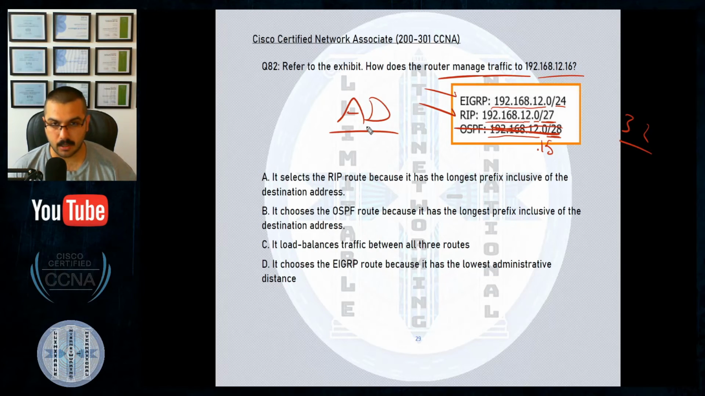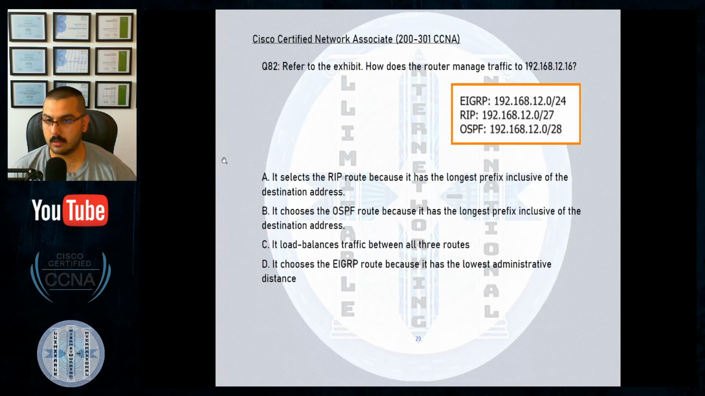Okay, and if you did that, then you did not pay any attention to me, neither in this series nor in the original course. Those are different in subnet masks. Okay, so the longest match wins here, which is unfortunately RIP. It selects the RIP because it has the longest prefix inclusive to the destination. Unfortunately, RIP wins. Okay, this is nonsense. Never choose load balance between different protocols. Yeah, so that will be A.